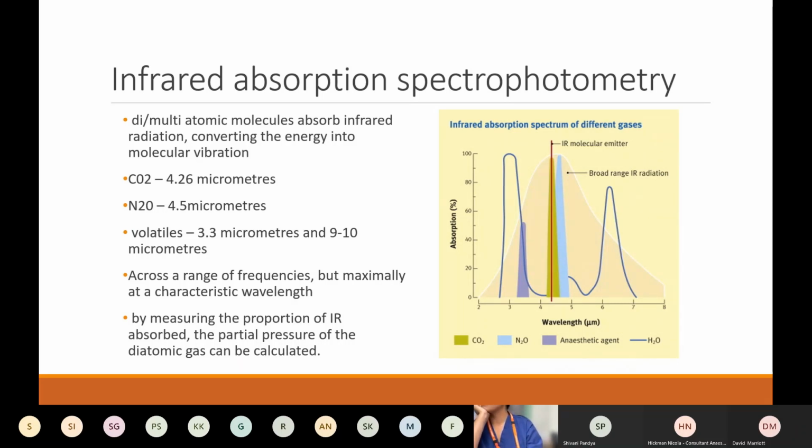So the principle of infrared absorption spectrophotometry is that by measuring the proportion of the infrared that's absorbed, you can calculate the partial pressure of the diatomic gas.